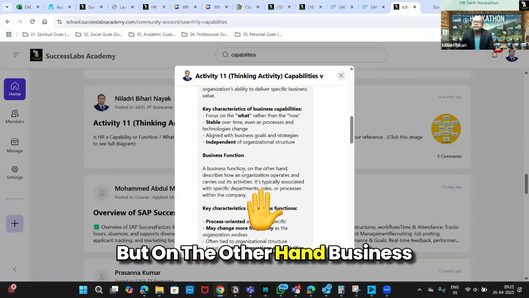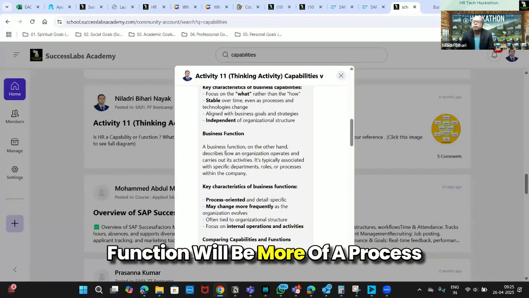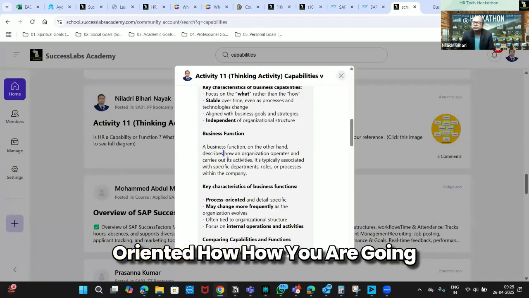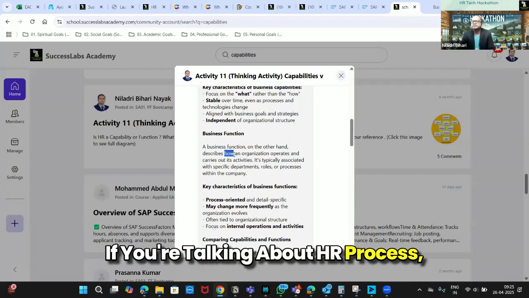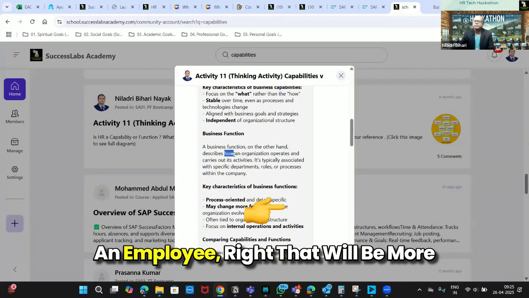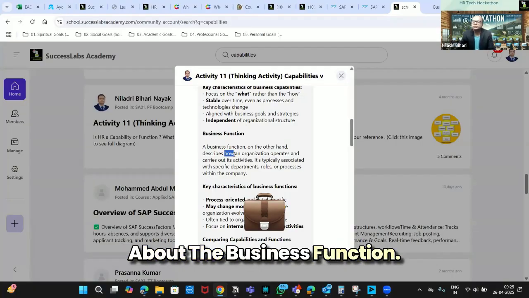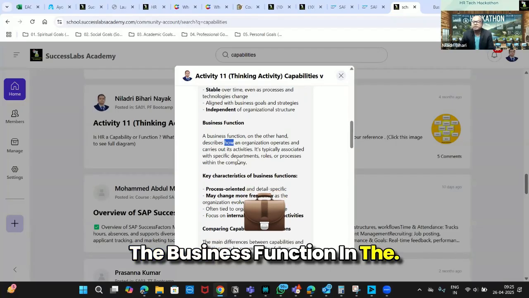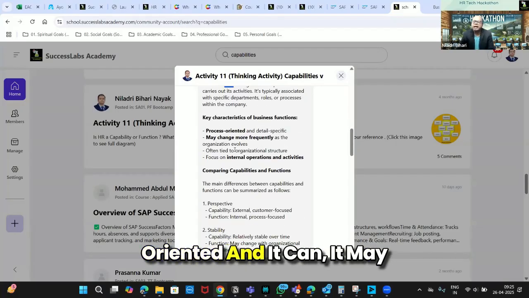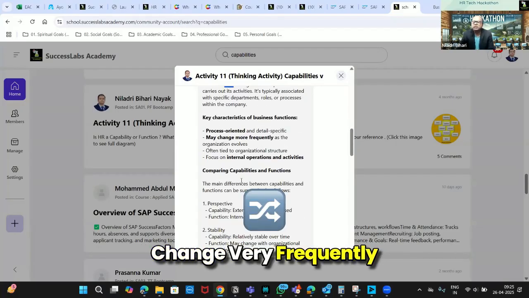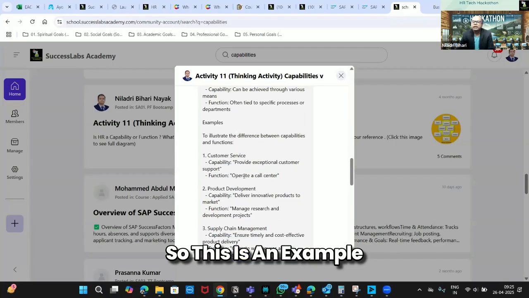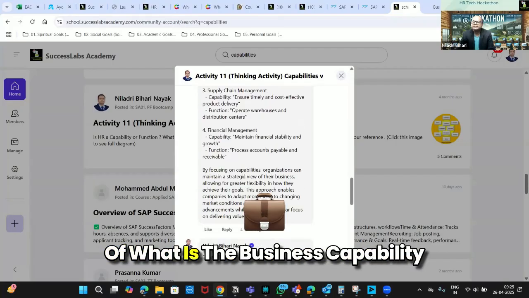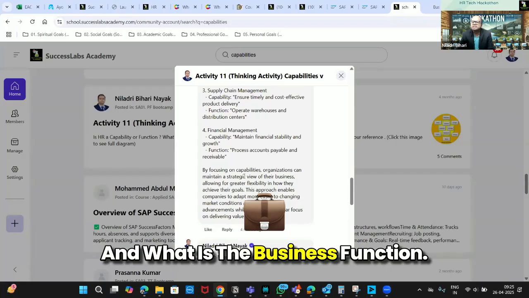But on the other hand, business function will be more process-oriented. So how you are going to perform those activities. If you're talking about an HR process, how you're going to hire an employee, right? That will be more about the business function. Okay, this is more process oriented, and it may change very frequently. So this is an example of what a business capability is and what a business function is.